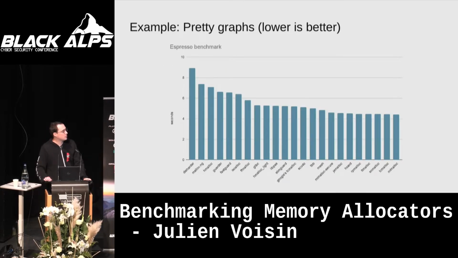Or you can run all the allocators on a single test, for example. So, Espresso. You can see on the left, the more security-oriented ones, like DieHarder or the malloc-ng from musl, or hardened_malloc, whatnot. And on the other side, you can see the performance-oriented ones. So it's about trade-offs.